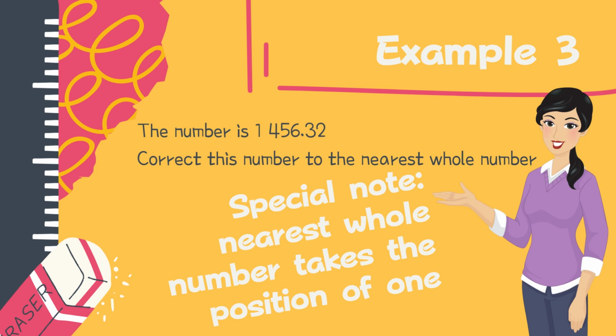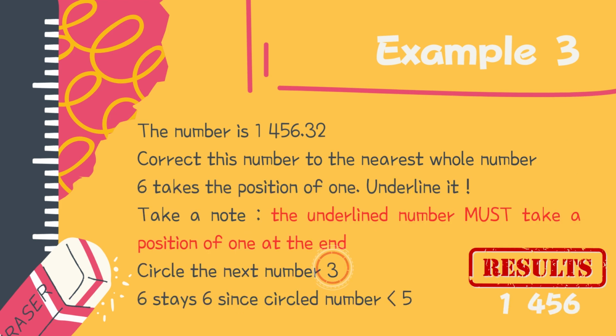We're still dealing with the same number, but we need to correct to the nearest whole number. And there is a special note here. The nearest whole number takes the position of 1. So it means 6 would be underlined. And here is the answer. Correct this number to the nearest whole number. So 6 takes the position of 1. Underline it. So just do it in your mind.